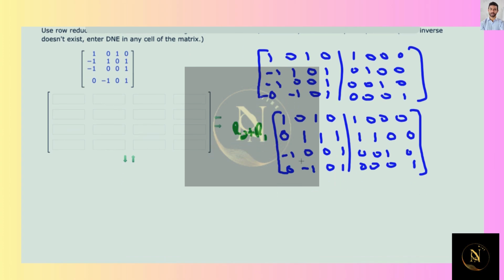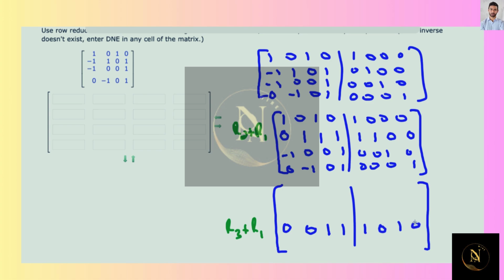All right, now we need a 0 in row 3, and we can take row 3 and add it to row 1 and put that in row 3. Our new row 3, adding it to row 1 would be negative 1 plus 1, which is 0, 0 plus 0, 0 plus 1, 1 plus 1, 0 plus 1, 0 plus 0, 1 plus 0, 0 plus 0. All the other rows stay the same.